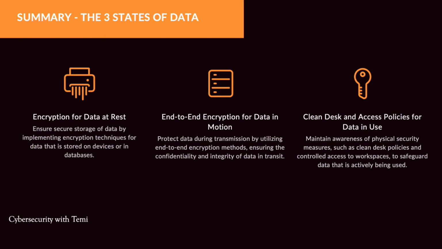Remember, we have 3 states of data: data at rest, data in motion, and data in use. For data at rest, we want to encrypt it. For data in motion, encryption is also another way to do it, and we want to ensure end-to-end encryption. I don't know if you've noticed when you're making WhatsApp calls, you see end-to-end encryption. What that means is, as what you're saying to your friend is going over the network, it is being encrypted. And for data in use, clean desk policies.